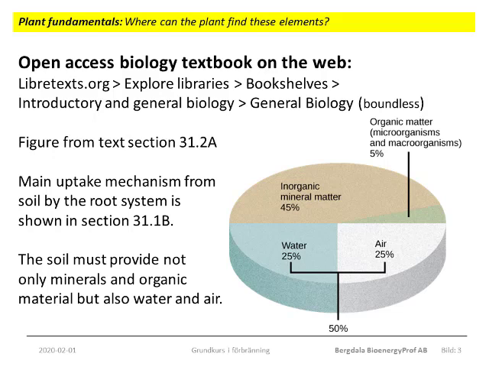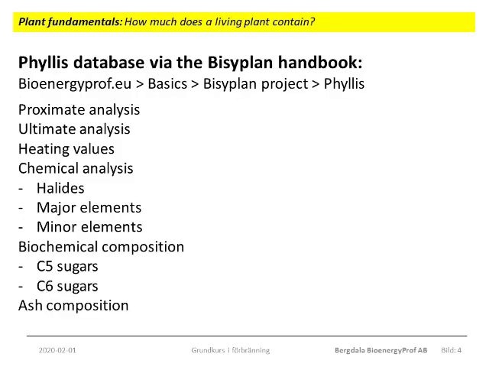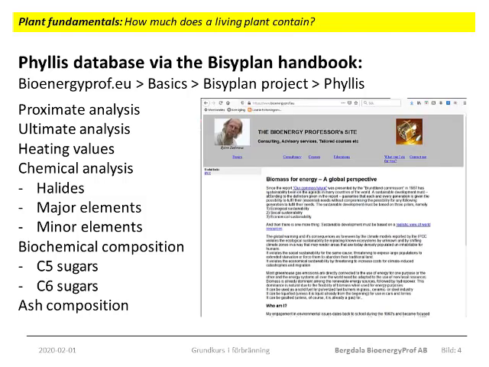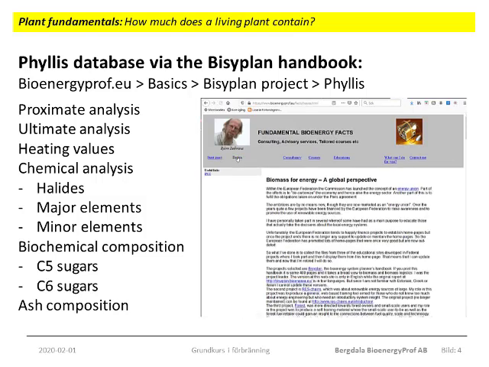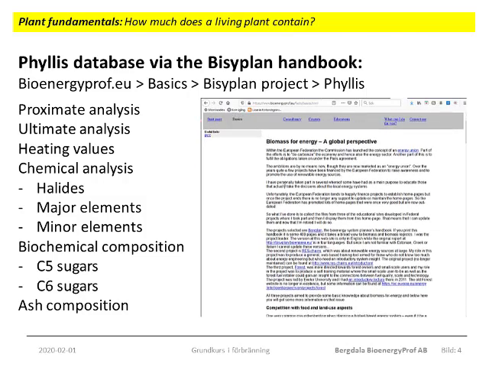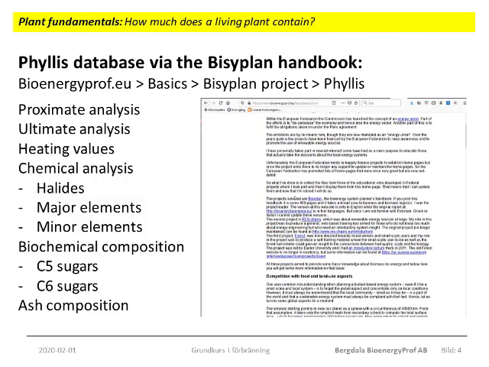Let us now have a look at the proportions of different elements in some representative plants. We will now make use of the Phyllis Biomass database, and we will access it via the main course book for this entire course, namely the BusyPlan Handbook. So go to the web page bioenergyprof.eu and open Basics, and go down a bit in the text to find a link to BusyPlan.